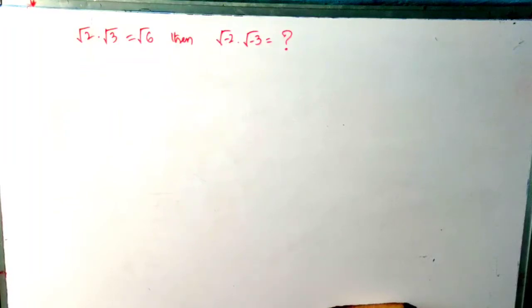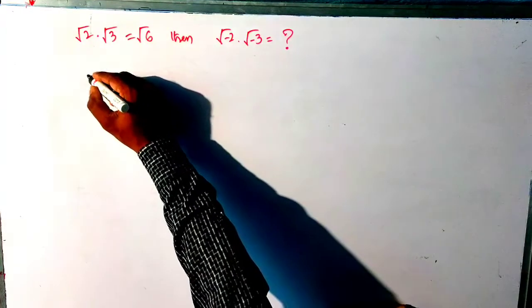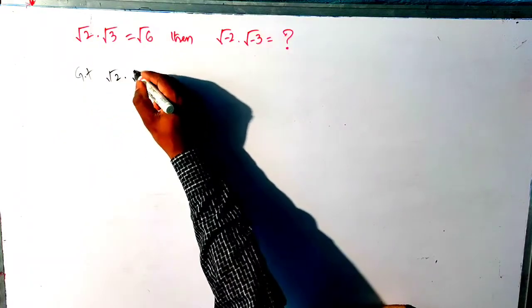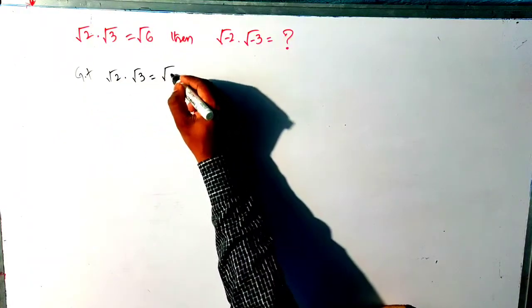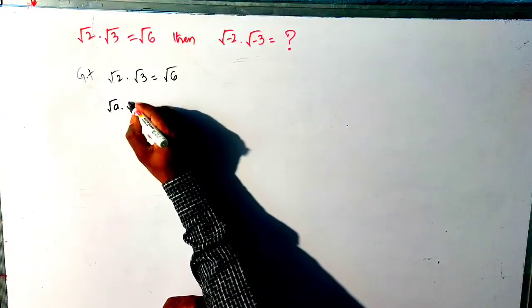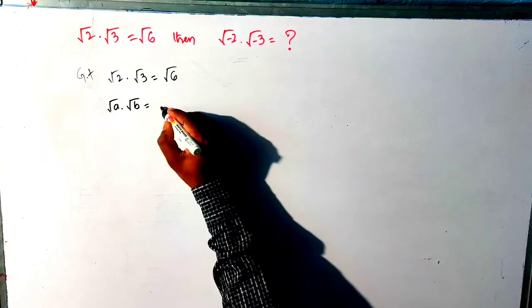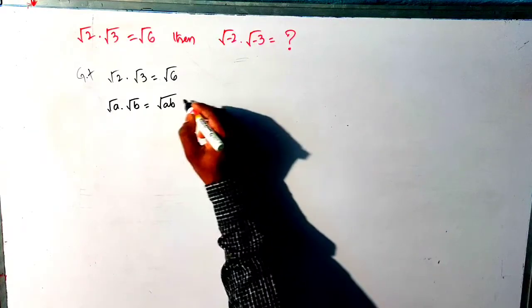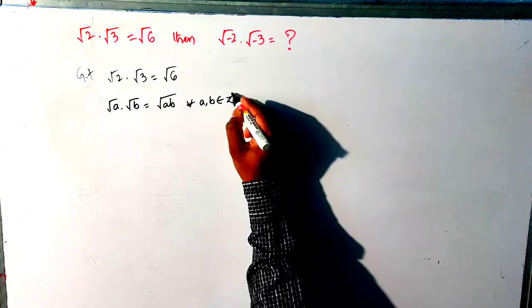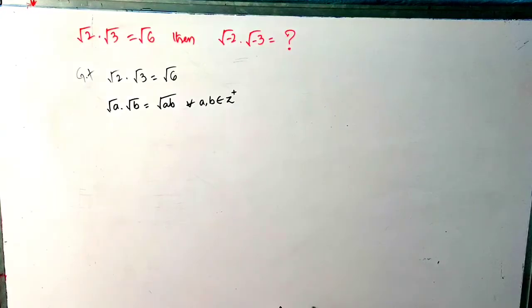So given here, root 2 into root 3 is equal to root 6. So we know that square root of a into square root of b is equal to square root of ab, for all a, b belonging to Z plus. Okay, so we know the condition here.